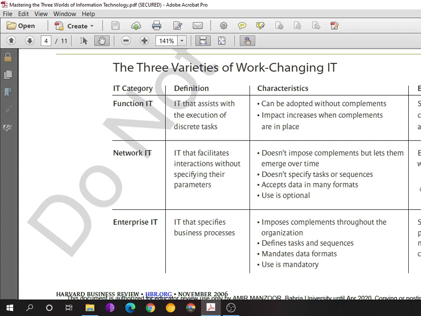So it accepts data in many formats. It's open to several formats because the entire purpose is to communicate, intercommunicate and interconnect systems. And the use of these technologies is optional. Now, I would disagree with this part. In this day and age, no organization can survive without having network IT. This may have been the case, that they were optional, back in the earlier days, not anymore.